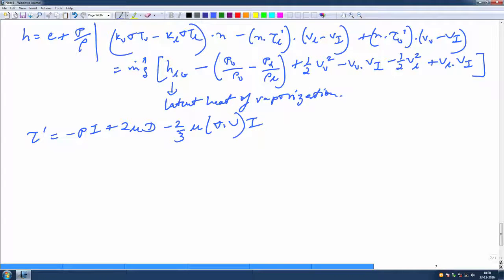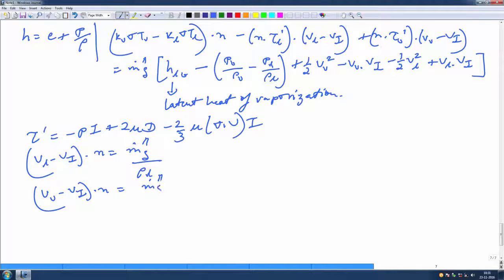So, since the relative velocities of the interface also satisfy this condition, VL minus VI into N must be equal to M prime divided by rho L, right? That is the velocity of the interface. Think about it, it is just how much the interface actually moves, that is basically what is taken up by the mass flux, the amount of mass that is going to the other phase, okay. And similarly, we can write VV minus VI into N is equal to M dot. Remember that this is liquid density, this is the corresponding vapor density, right.